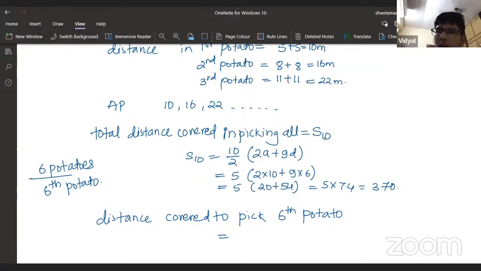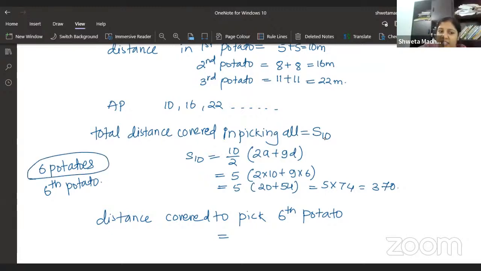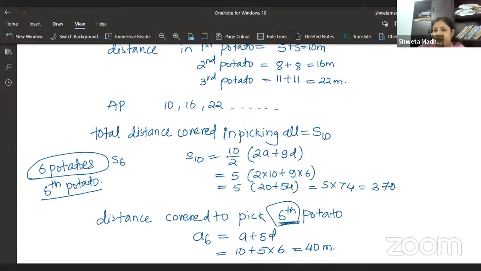So if it is told 6 potatoes, then you have to calculate S6. But they have asked the sixth potato only. That means you have to calculate a6. So a plus 5d: 10 plus 5 into 6. 5 sixes are 30 plus 10, 40 meters. This word makes the difference. Clear?